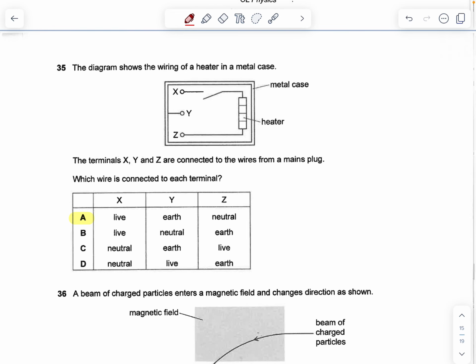Question 35. The diagram shows the wiring of a heater in a metal case. The terminals X, Y, Z are connected to the wires from a mains plug. Which wire is connected to each terminal? So first, this is a switch. For the switch and fuse, they must be connected to the live wire. For the metal case, it's always connected to the earth wire. And then the other one would be the neutral. So, A.